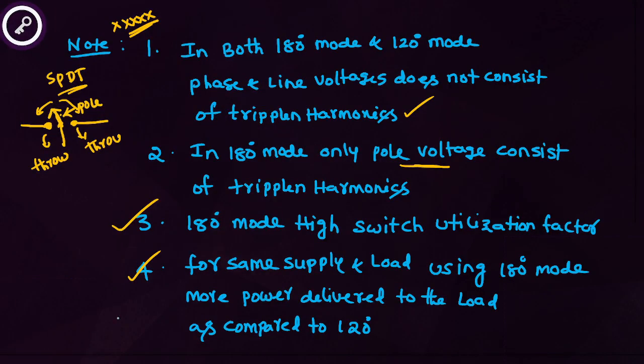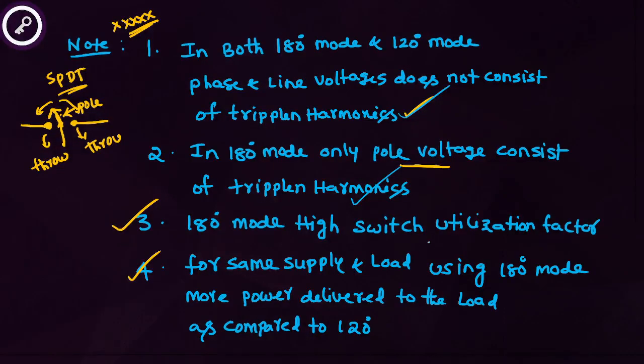But there are some important points. In both 180-degree mode and 120-degree mode, phase and line voltage do not consist of triplen harmonics. But in 180-degree mode, only the pole voltages, in the sense switch voltages, consist of triplen harmonics. That is where the triplen harmonics are present. Remaining, there are no triplen harmonics.